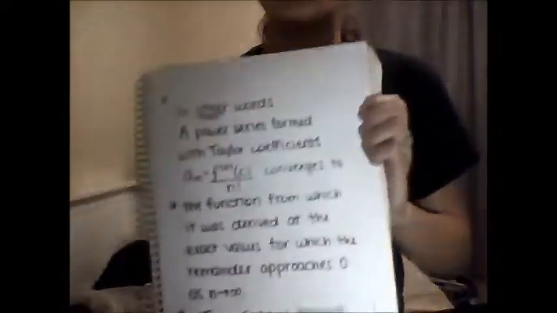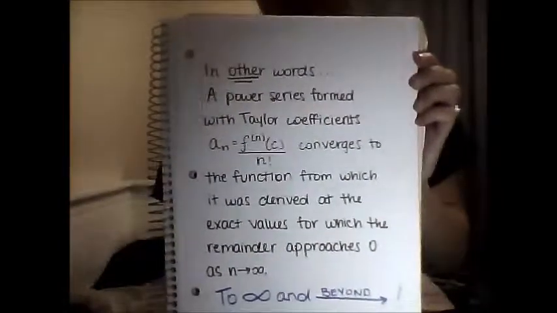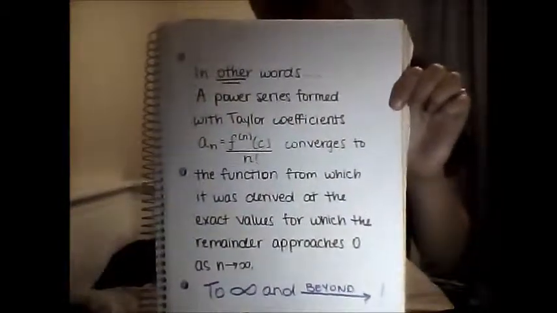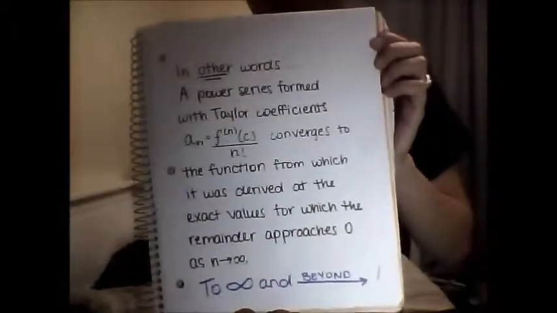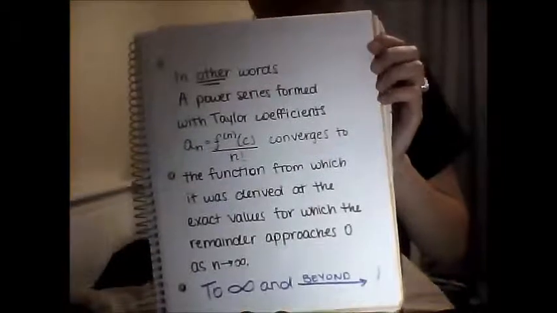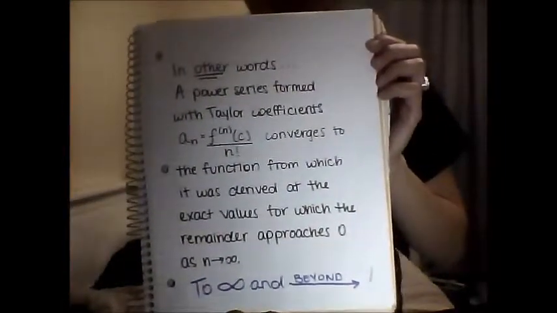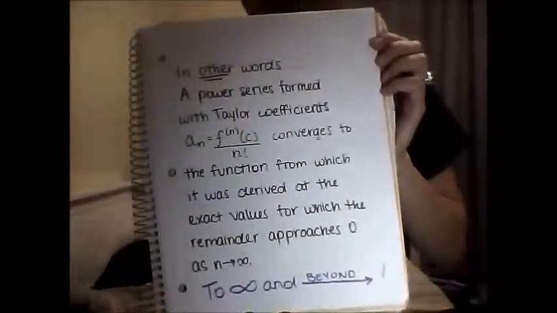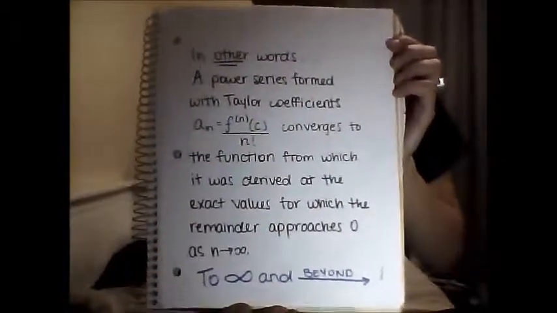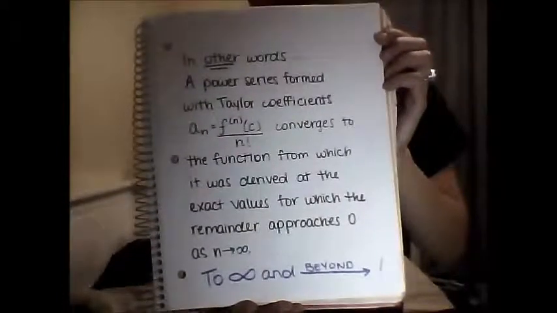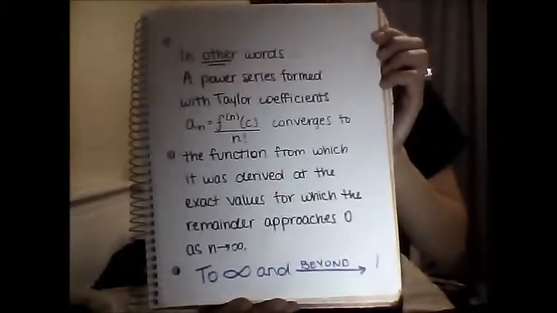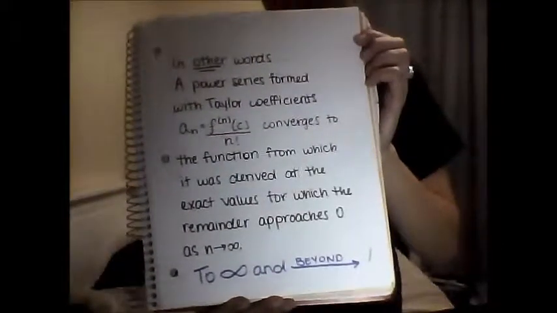What this says in more layman's terms is, in other words, the power series form with Taylor coefficients a sub n equal to f raised to the n of c over n factorial converges to the function from which it was derived at the exact values for which the remainder approaches 0 as n approaches infinity. So Taylor coefficients converge to the function from which they were derived as n approaches infinity and the remainder equals 0. Moral of the story is to infinity and beyond.